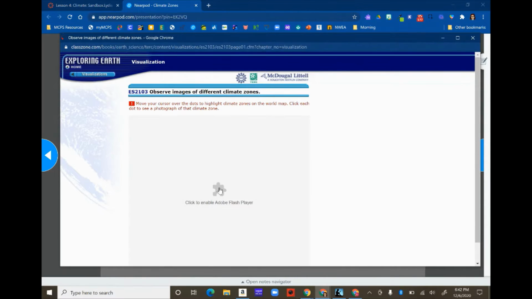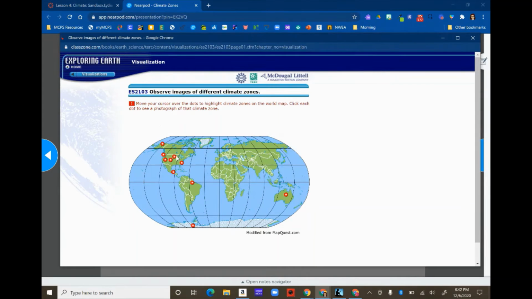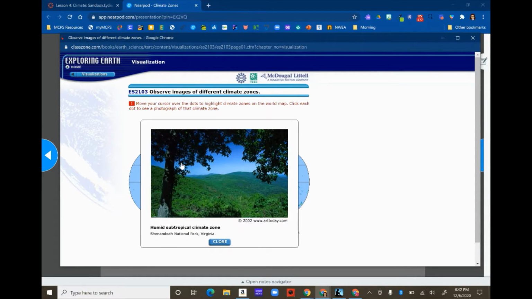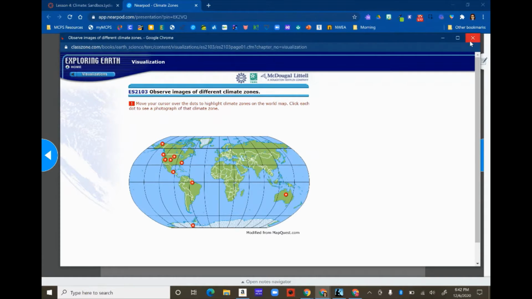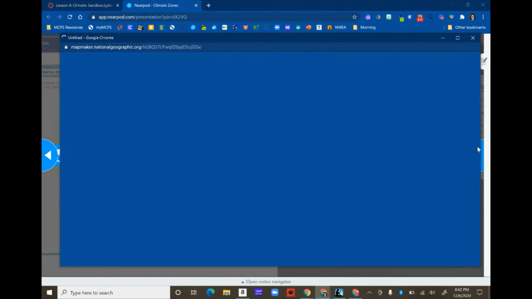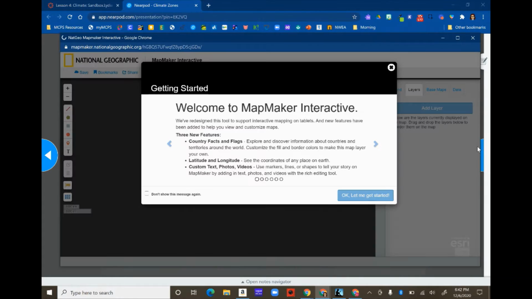So the first resource is a website with a climate map. So students can hover over these red dots and see where the different climate zones are. And if they were to click on one of the dots, they would see an example picture of what the climate zone looks like, as well as an example place. And it didn't take them out of the Nearpod, so they would just click next.